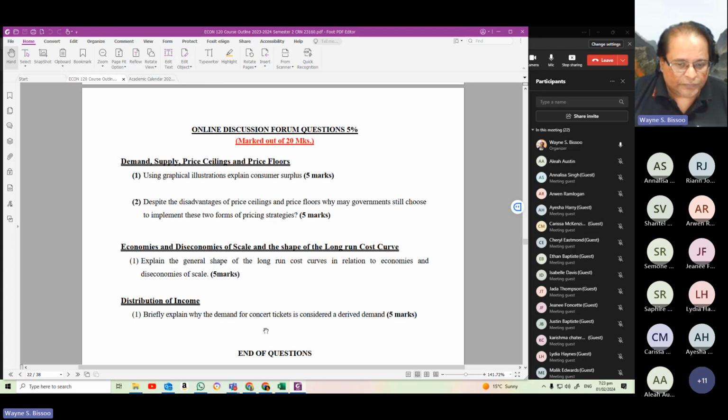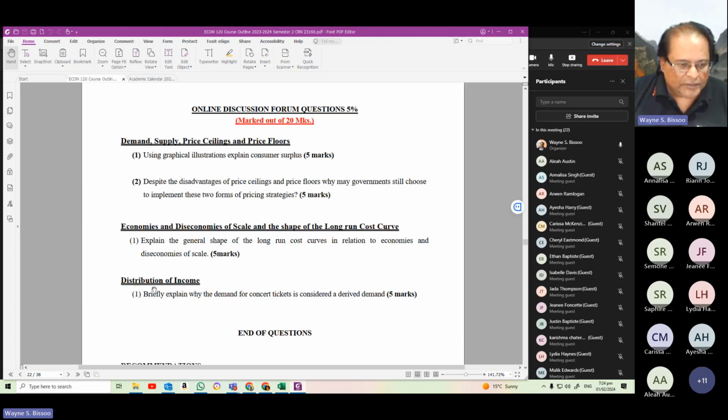These are going to be marked out of 20%, the questions themselves. So, using graphical illustrations, explain consumer surplus, 5 marks. Despite the advantages and disadvantages of price ceilings and floors, why may government still choose to implement these two pricing strategies? 5 marks. Economies and diseconomies of scale, that's the overall topic: explain the general shape of the long run cost curves in relation to economies and diseconomies of scale. And distribution of income: briefly explain why the demand for concert tickets is considered a derived demand.